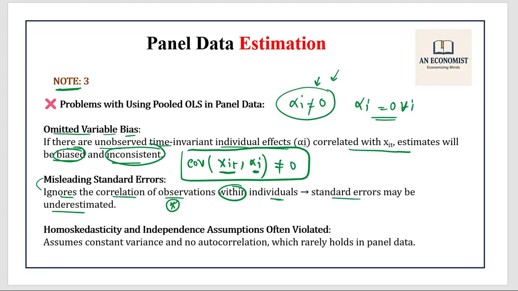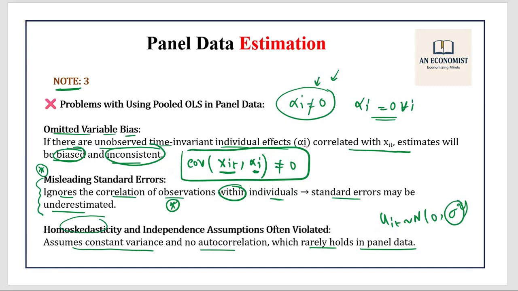This is a very valid problem, which is often seen in panel data. If you're a researcher, you might have encountered this in your panel data. So it's very important. And the third thing that can happen is that here we are assuming constant variance and no autocorrelation, but this rarely holds in panel data. In panel data, this homoscedasticity assumption, that is, we have assumed that the idiosyncratic error follows a normal distribution with mean zero and variance sigma square.